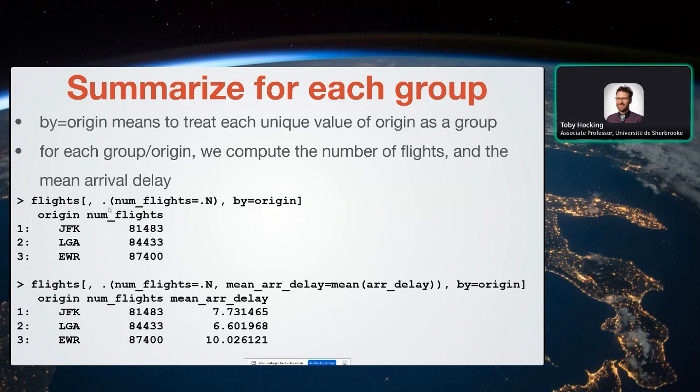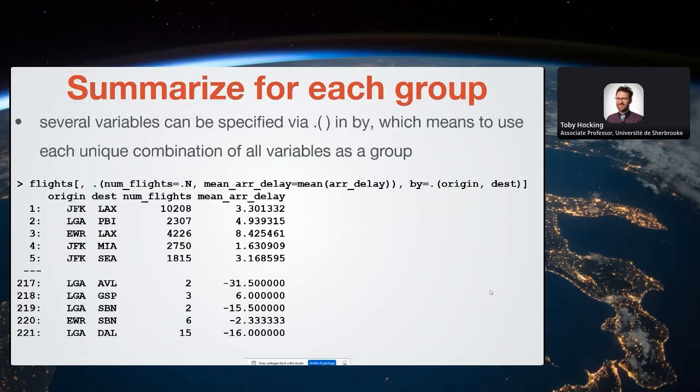We can add some more things inside of this .() here, like for example, mean arrival delay, and then we get a new column which has the mean arrival delay for every unique value of origin. So we specified by equals origin. Here we have several different variables, right? So here you do by equals .(origin, dest), and that means we're going to use each unique combination of origin and destination, and for every one we're going to compute the number of flights and the mean arrival delay.